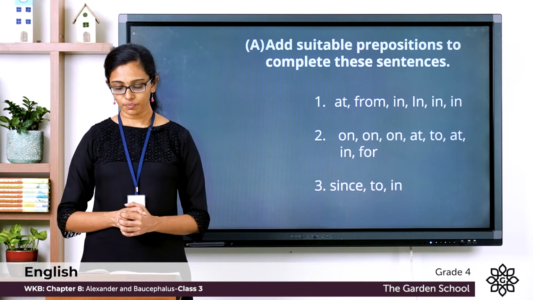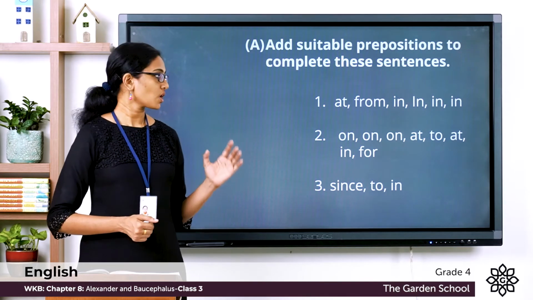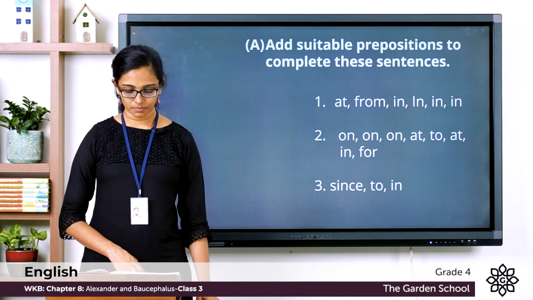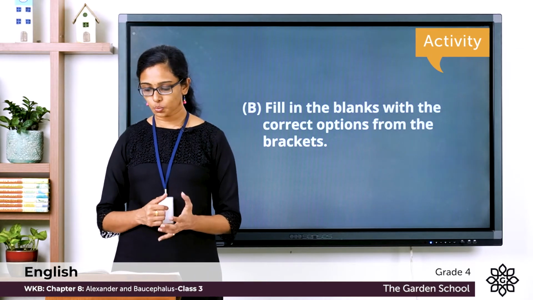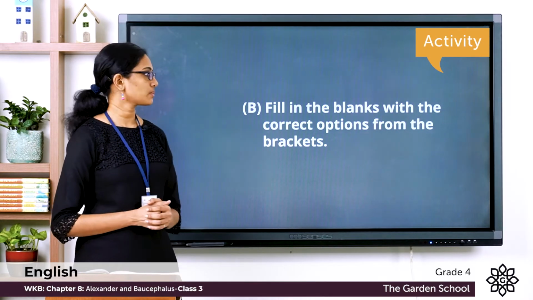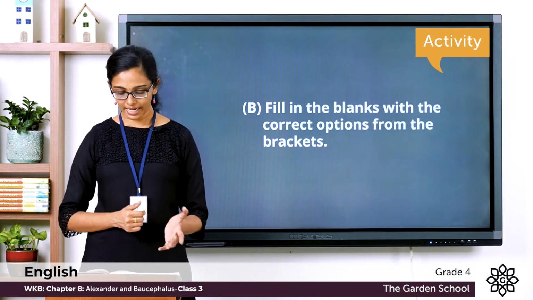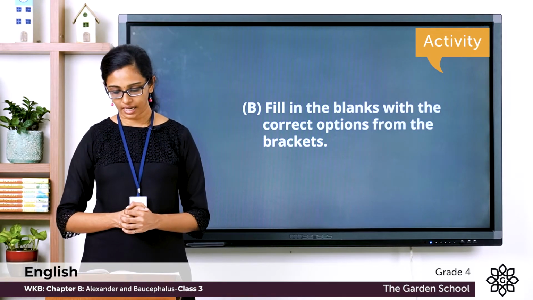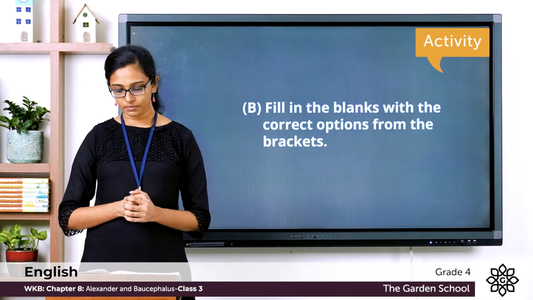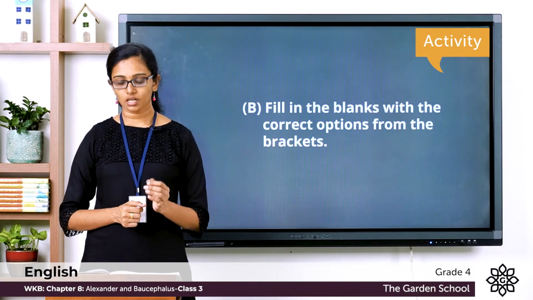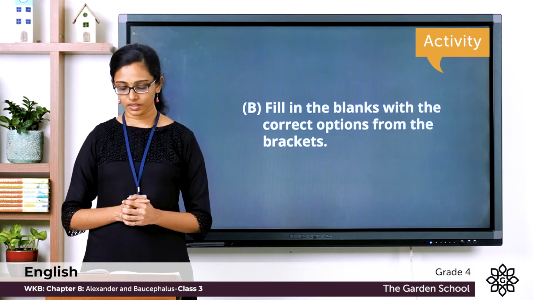So children, I hope you got all the prepositions correct for all the 3 questions. Now let's move on to the next section. Section B. Fill in the blanks with the correct options from the brackets. So, here in this exercise, you are given 8 incomplete sentences and choice of words are given within brackets for each sentence. You have to choose the correct word and complete each of these sentences here.